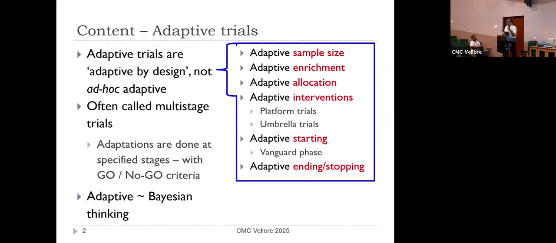So you are changing the intervention using the platform and umbrella trials that Ananta talked about. Or you could be doing adaptive starting. When I start the study, I'm going to start it earlier and then do this, and we call those the vanguard phase. We'll talk about the vanguard phase. It's different from pilot studies, but it's called the vanguard phase of a trial. And then we have adaptive stopping of the trial. That is the interim analysis we talked about yesterday.